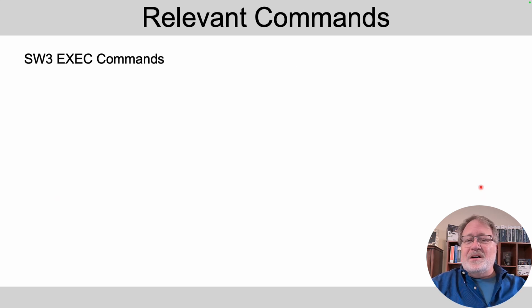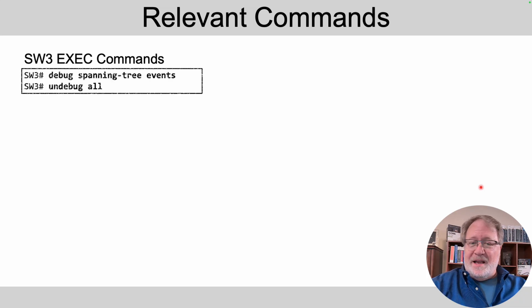To get those debug messages, we're going to use these exec commands, and on switch 3, debug spanning tree events, which says, hey, give me some messages when spanning tree events happen. And when we're tired of seeing those, undebug all, we'll turn off all debug messages. You'll see in the demo. Let's go repeat the same scenario and look at those debugs.